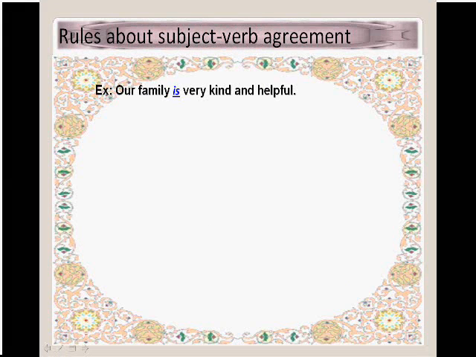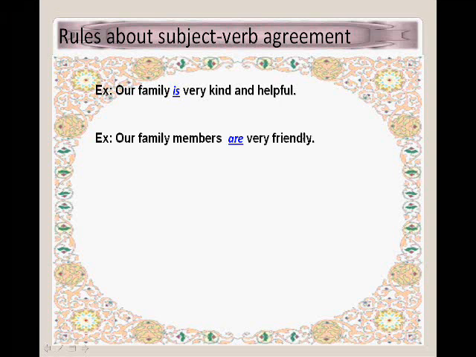Some other examples, like: our family is very kind and helpful. Again, I'm talking about the family as a whole, so I used the singular verb is. But if I say our family members are very friendly, I'm talking about the members of the family, which is plural. Then I'm using the verb are as plural.